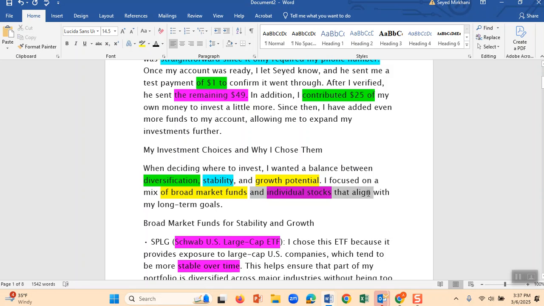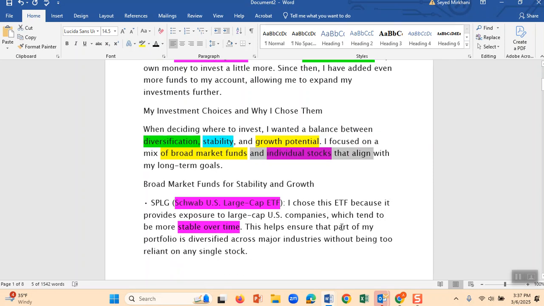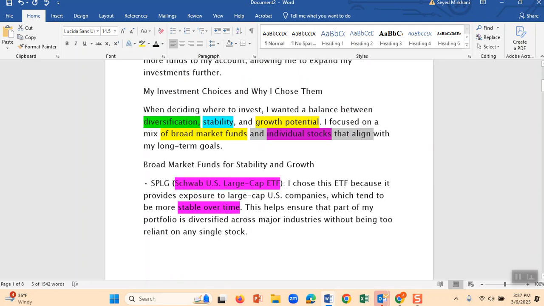Also, he bought an individual stock. Let's see what he bought. What he bought, there is something called SPLG. This is called a ticker symbol, and it is large cap. Cap means capitalization. Large capitalization means these companies' value is significant. These are big companies like Microsoft, Apple. These are huge companies. They call them large caps, sometimes blue chips. And those companies are, as you know, very solid.